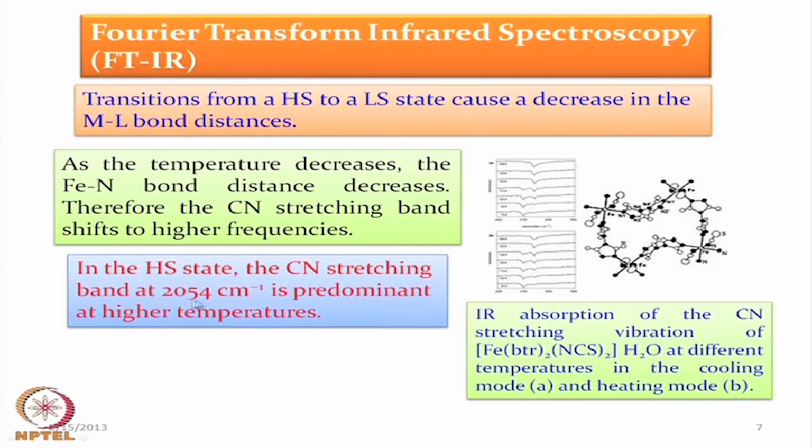So in the high spin state, the CN stretching band at 2054 is predominant at higher temperature. So just now we have seen how we monitored the temperature variation; here also the heating mode and the cooling mode can be monitored for the corresponding stretching frequency for the high spin state as well as for the low spin state.